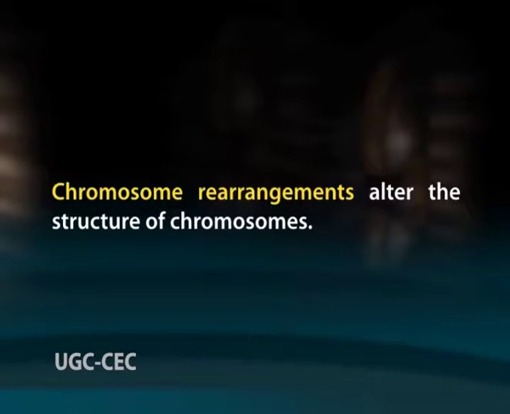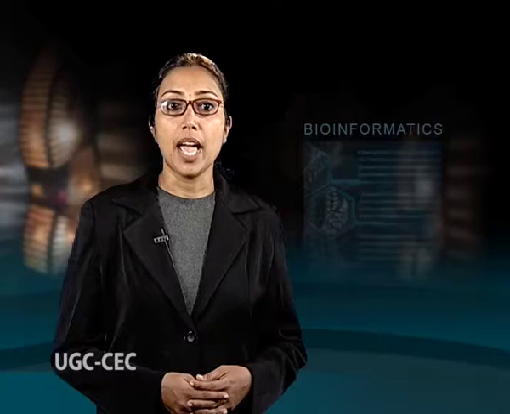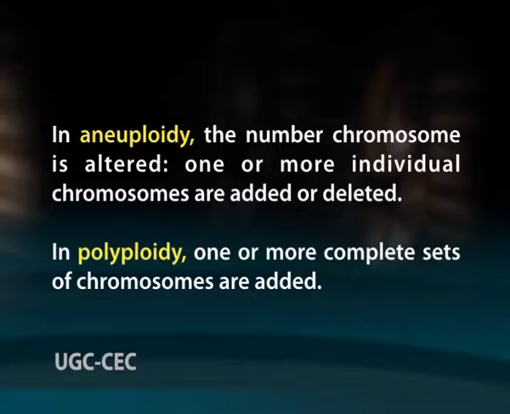Chromosome rearrangements. It alters the structure of chromosomes. For example, a piece of chromosome might be duplicated, deleted or inverted. In aneuploidy, the number of chromosomes is altered. One or more individual chromosomes are added or deleted. In polyploidy, one or more complete sets of chromosomes are added.